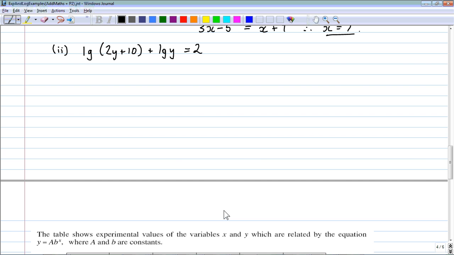Well, you should immediately notice a couple of things. First, LG is log base 10. Okay, so it's base 10. And the second thing you should notice is that we have on the left hand side a sum of logarithms, so we can convert it to a product. So the logarithm base 10 of 2y plus 10 multiplied by y is equal to 2.